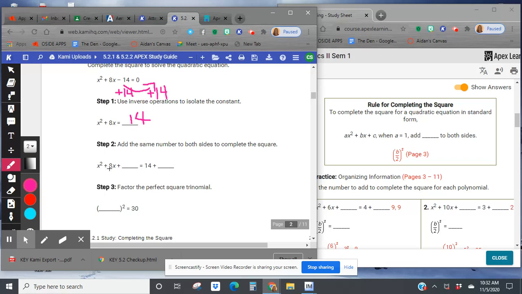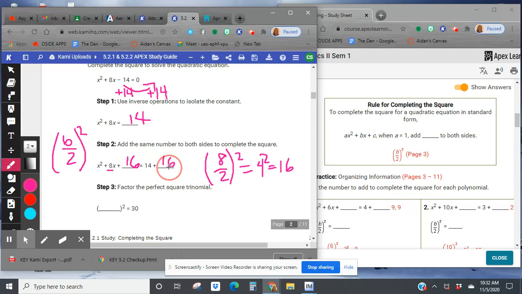So let's go do our b work. b over 2, and we're going to square it. This time my b is an 8, so we're going to go 8 over 2 squared, which will be 4 squared. And 4 times 4 is just 16. If I add 16 to one side, I have to add 16 to the other side.